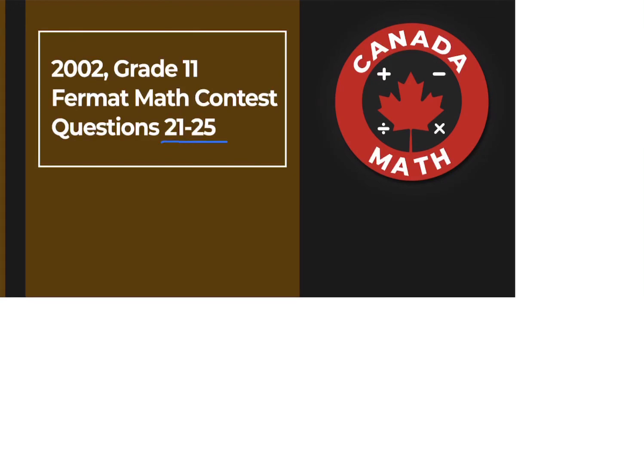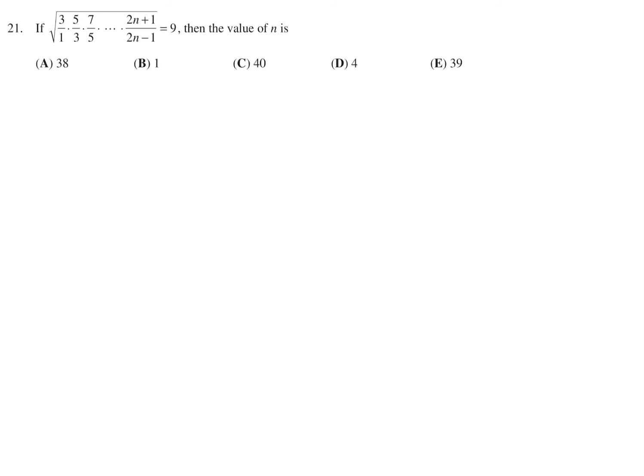Questions 21 through 25 on the 2002 Grade 11 Fermat Math Contest. If this expression is equal to 9, then the value of n is. So we've got a big expression here, and it's equal to 9. All right, let's figure out what it is that they are doing.